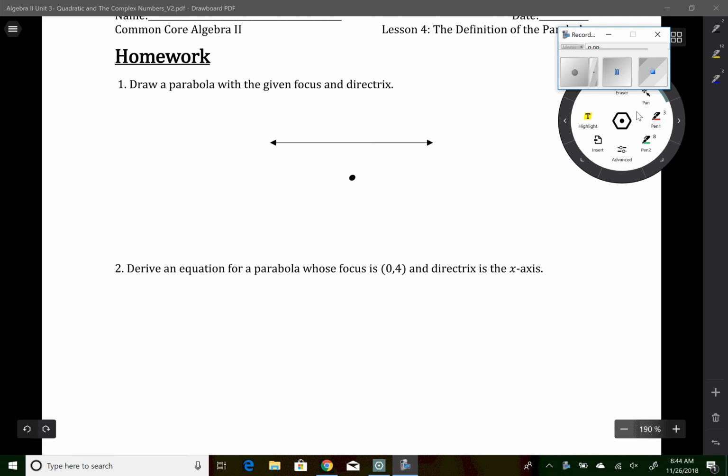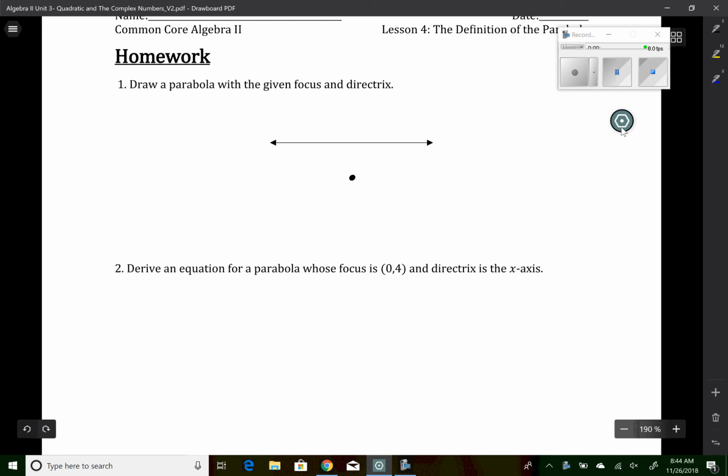To the video here for lesson number 4. So for lesson number 4, we learned about the definition of a parabola and how the parabola can be shown by what's called the focus and the directrix. So number 1 asks us to draw a parabola given its focus and directrix.